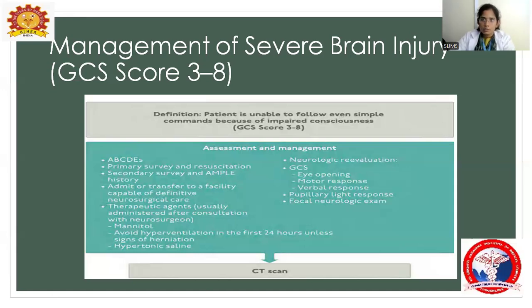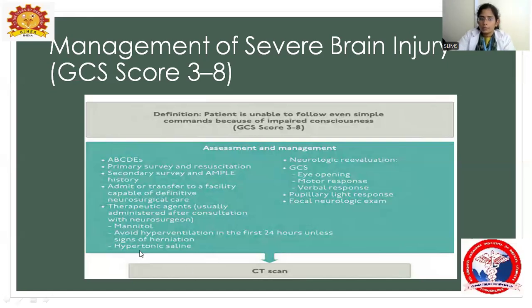But this is not advised nowadays because, due to the injury, the patient may already have some ischemia in the brain. So if you're further reducing the cerebral blood flow below the cutoff, then cerebral ischemia will occur. So hyperventilation and associated hypocapnia is advised only if there are signs of imminent herniation. That is, you're seeing that if I don't intervene now, the patient is going to herniate. Then only, for a short duration of time, you can hyperventilate.